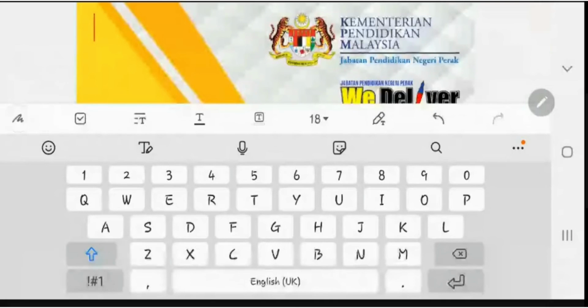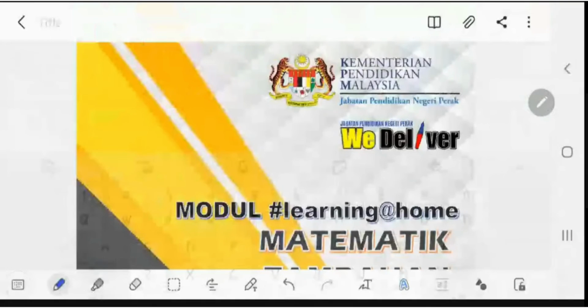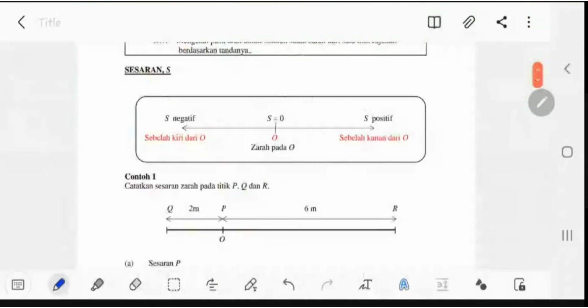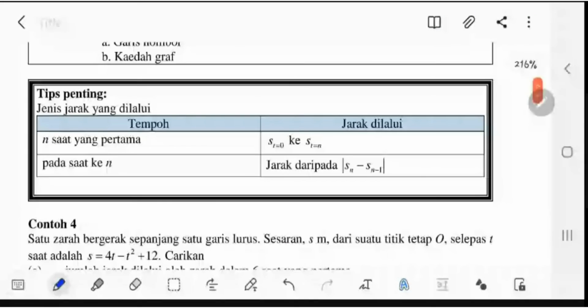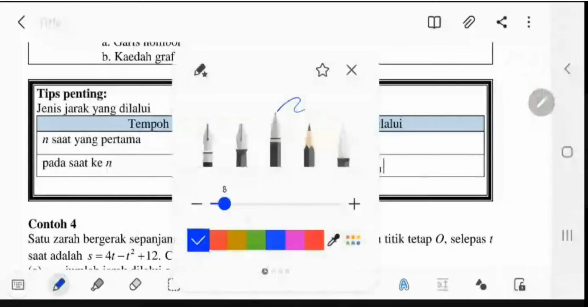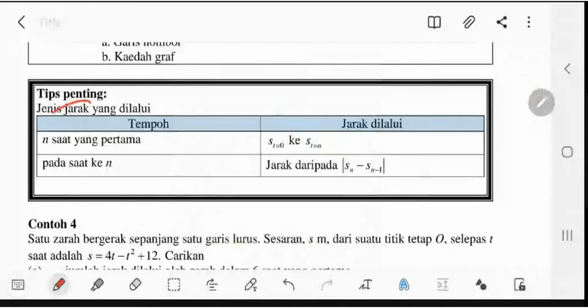Okey, tengok sini ya. Ni, dalam bahasa Melayu. Okey, distance ada dua jenis. Okay, the first one, distance travel in the first n second. So, you ambil daripada, contoh tadi saya bagi in the first 2 second, maknanya daripada t0 sampai t2. Sudah semua. Okay.